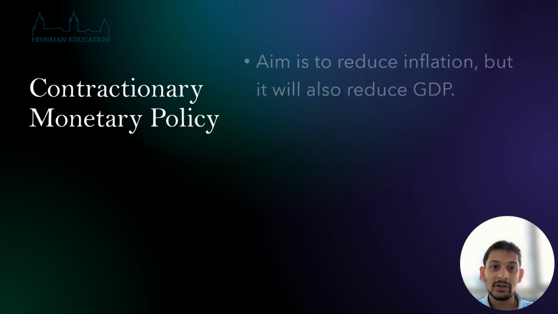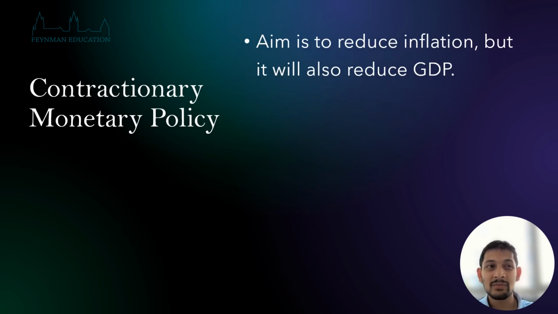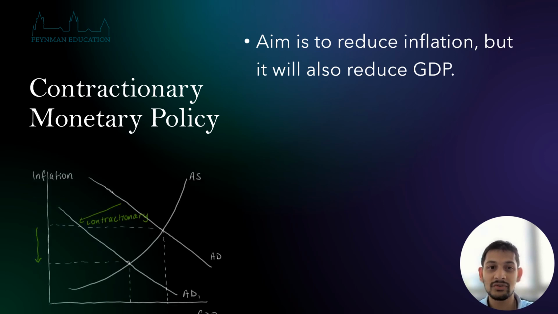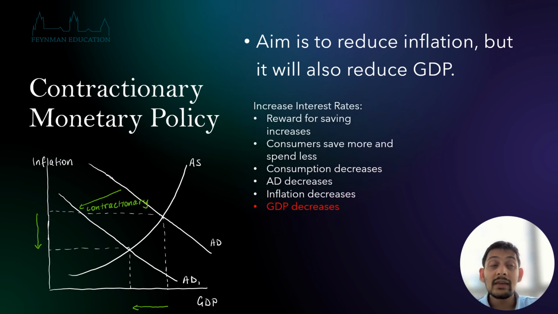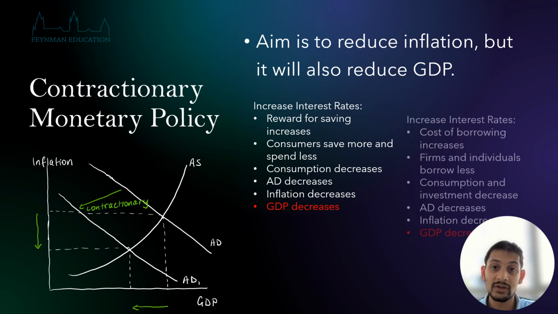With contractionary monetary policy, like we had first mentioned, the aim is to reduce inflation, but that would also reduce GDP as shown in the diagram. One way to do this would be to increase the interest rate. If the interest rate is increased, that means you are getting more reward for your saving in a bank. So consumers would save more money and spend less, which means consumption would decrease and therefore aggregate demand would decrease, inflation would decrease, and GDP would also decrease.